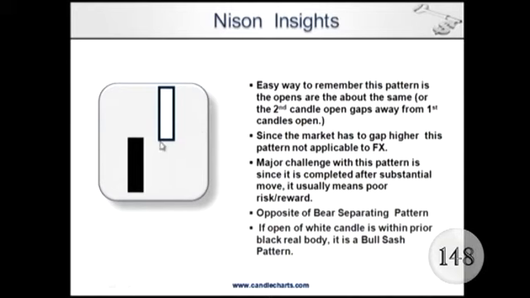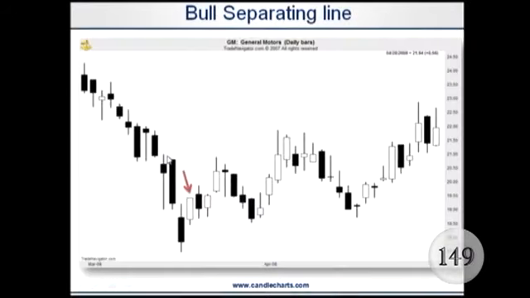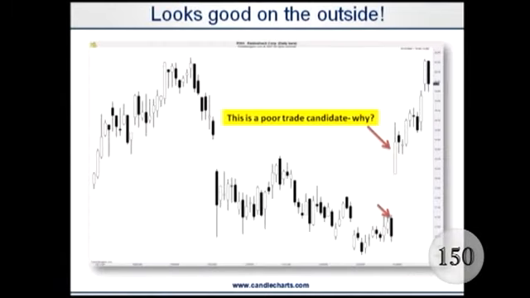And if the open of the white candle, instead of being at the same or a little even higher than the open of the black candle, is within here, it's a bull sash pattern. So here we have a bullish separating line. Now, here is a bull separating line.